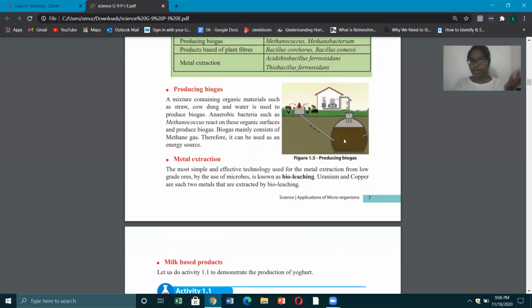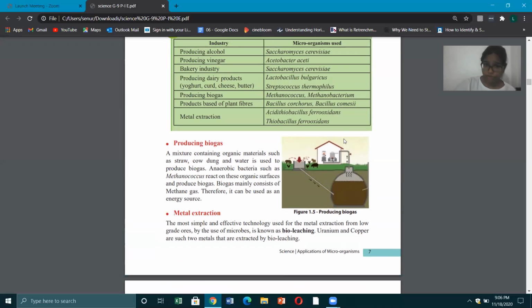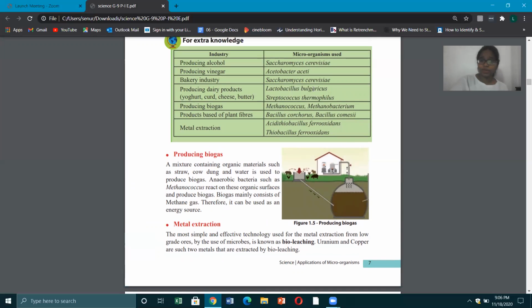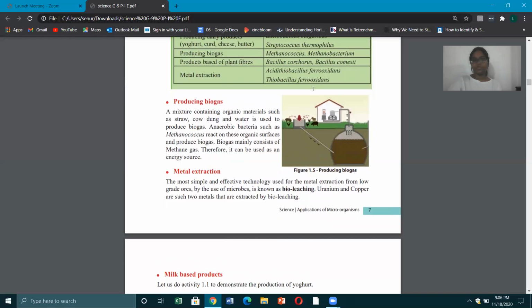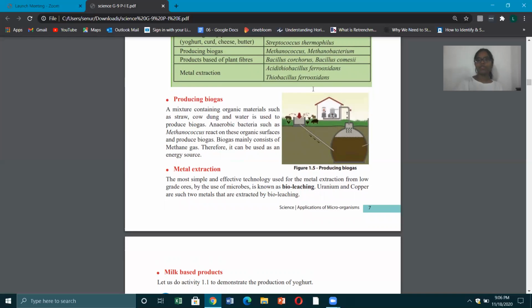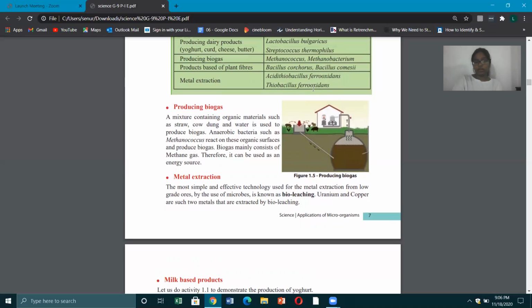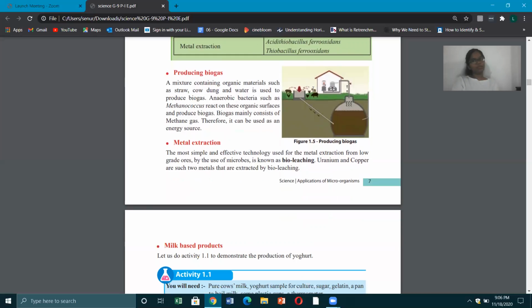You have to study. You have to know the fact that the two microorganisms which are being used to produce cheese, butter, curd, and yogurt are Streptococcus thermophilus and Lactobacillus bulgaricus. You have to know that fact. Then only you can write the answer for that question. You have to know the two types of microorganisms which are being used, Lactobacillus bulgaricus and Streptococcus thermophilus.